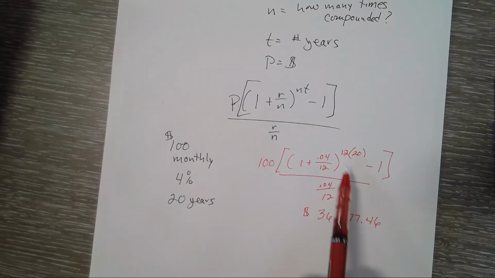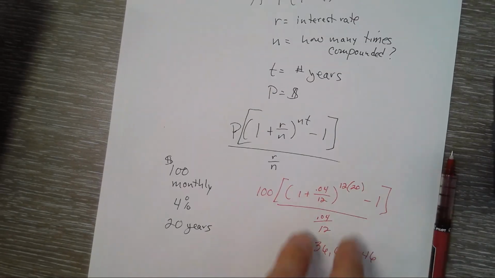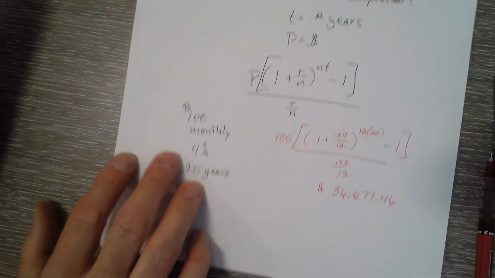Yeah, that's about it. Use the appropriate letters and figure it out on your calculator. That's how much money you'll end up with at 20 years.